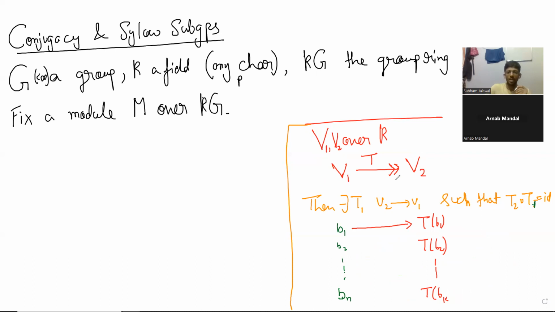But this kind of thing doesn't happen for modules over rings. If you have a module over a ring in which you have a surjective map, it doesn't imply that there will be a reverse map such that the composition is identity. It doesn't happen for modules over rings. You can take some simple example.